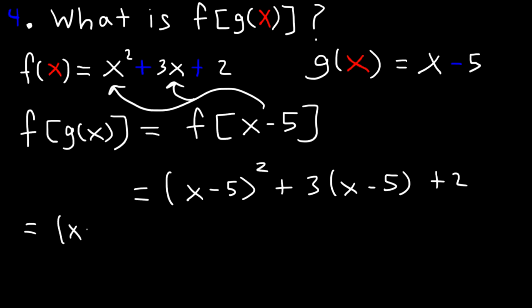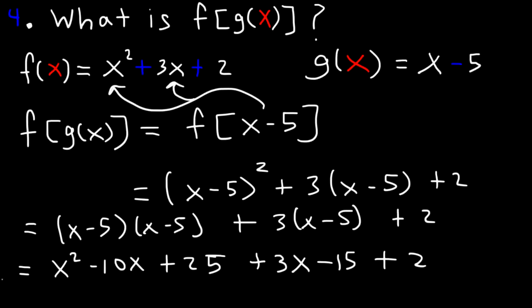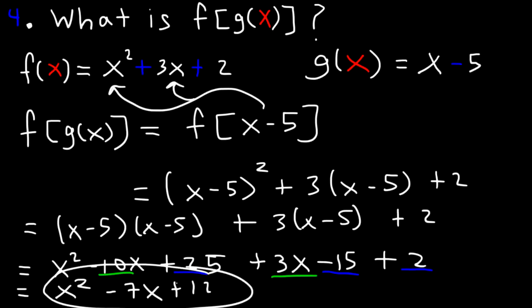X minus 5 squared, that's x minus 5 times x minus 5. If we FOIL it, it's going to be x squared minus 10x plus 25. If we distribute 3 to x minus 5, it's going to be 3x minus 15, and then plus 2. So now let's combine like terms. Negative 10x plus 3x is negative 7x. 25 minus 15 is 10. 10 plus 2 is 12. So the answer is x squared minus 7x plus 12.